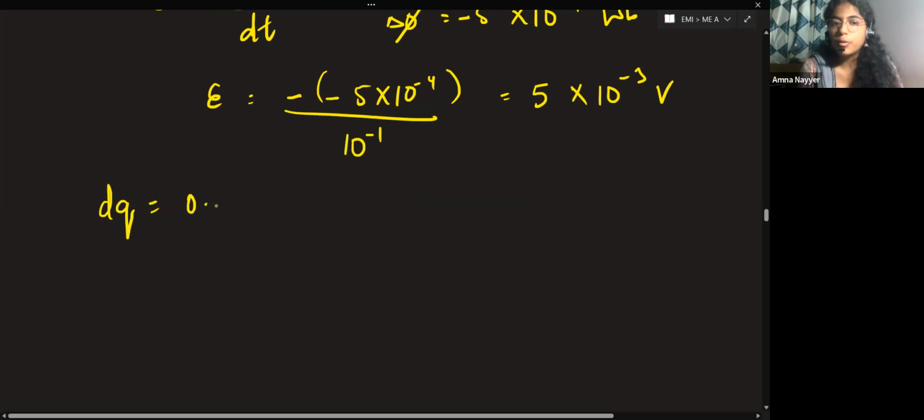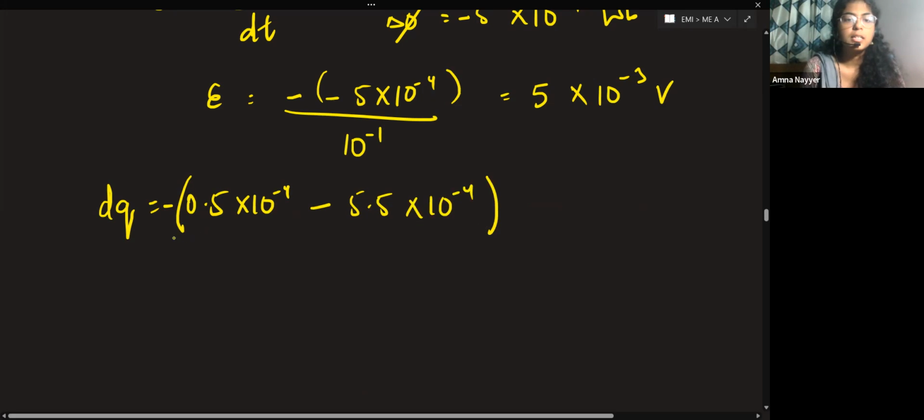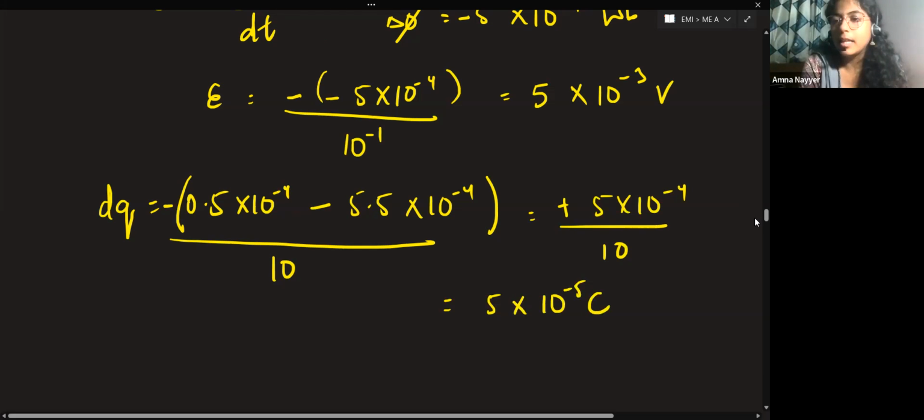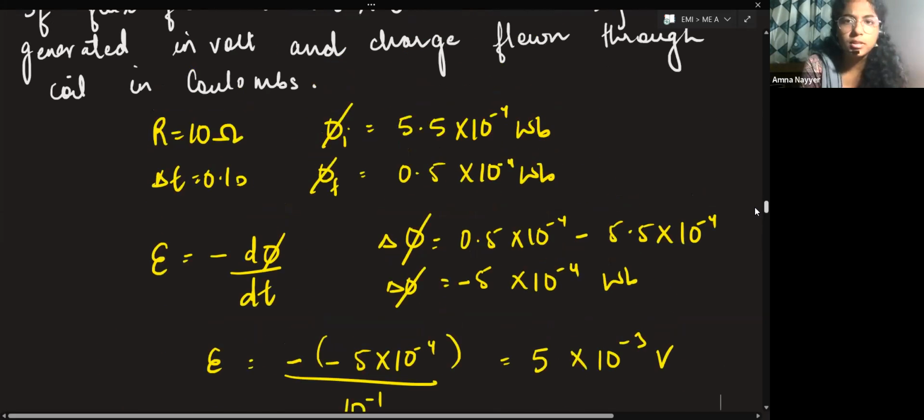That is 0.5 into 10 to the power minus 4 minus 5.5 into 10 to the power minus 4, with a negative sign, divided by the resistance, which is just 10. So this was already minus 5 into 10 to the power minus 4, divided by 10. So this becomes plus, this is 5 into 10 to the power minus 5. Fine, like this only. In the formula, you had to put these values.